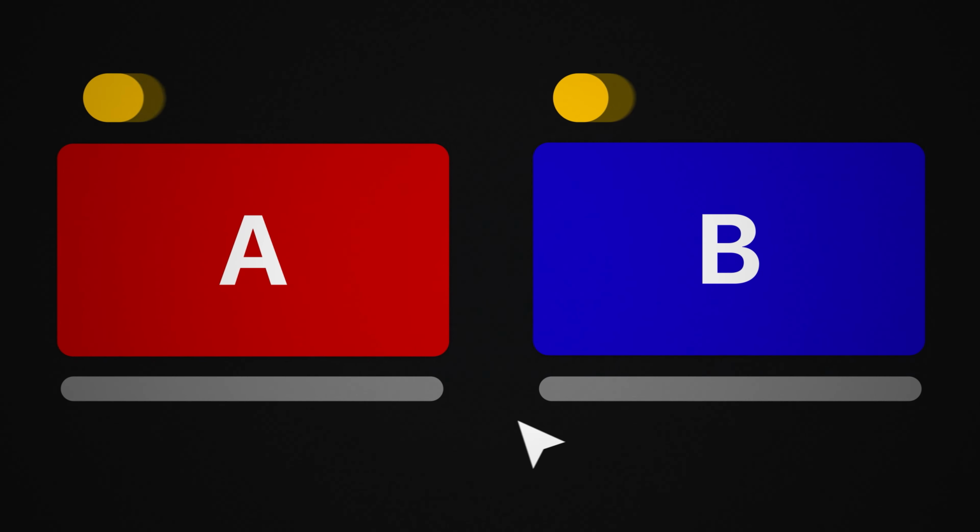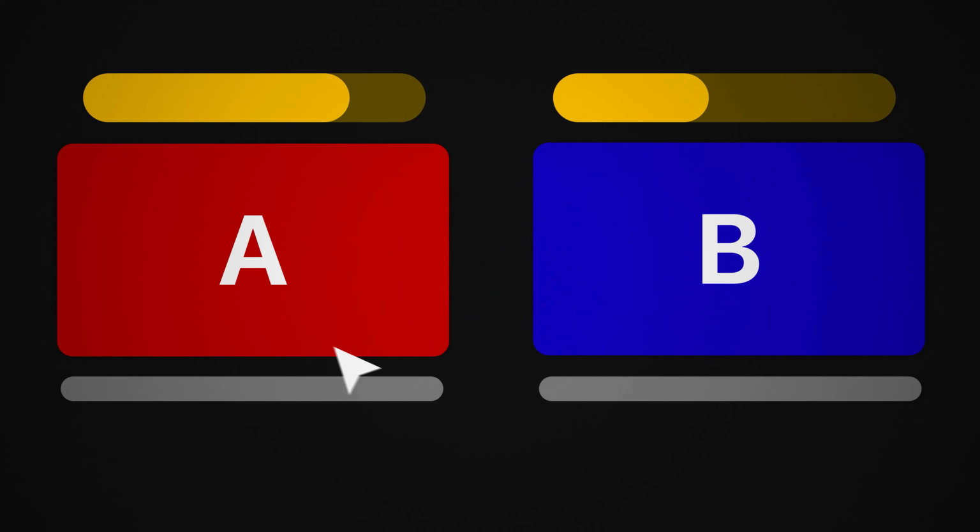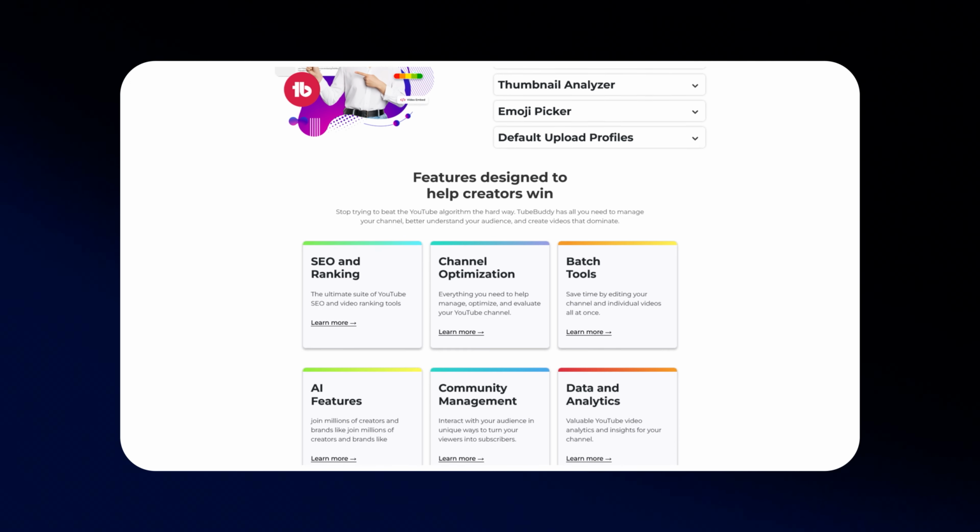Now, I know that we could just use YouTube's own built-in split test feature, at least for the thumbnails. It's not yet available for the titles. But to be honest, I don't like the feature that much yet. I still use TubeBuddy's split testing feature because that one gives a lot more data.